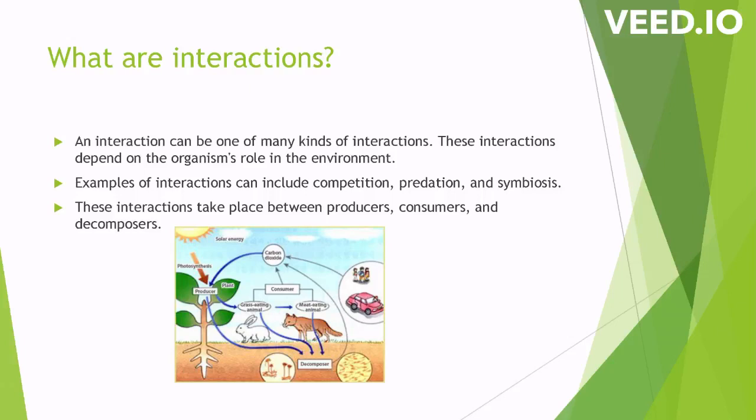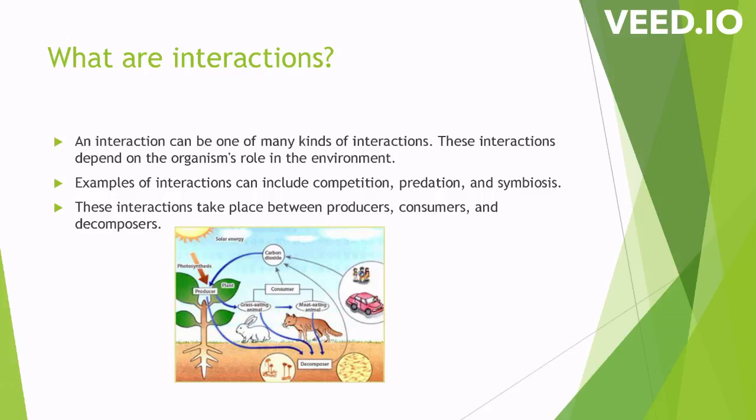So, what are interactions? An interaction could be one of many different kinds, and it depends on the role that the organism plays in the environment. So, we have producers. They produce energy by taking energy from the sun, going through photosynthesis, and producing complex sugars.